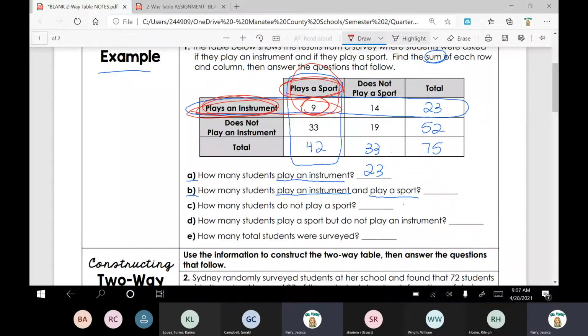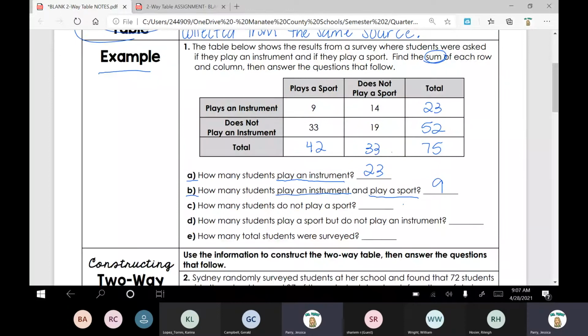How many students play an instrument and play a sport? The answer is 9. Okay, let's look at another one. C. How many students do not play a sport? We're only talking about one thing here. So do not or does not play a sport. You just look at your grand total of 33.